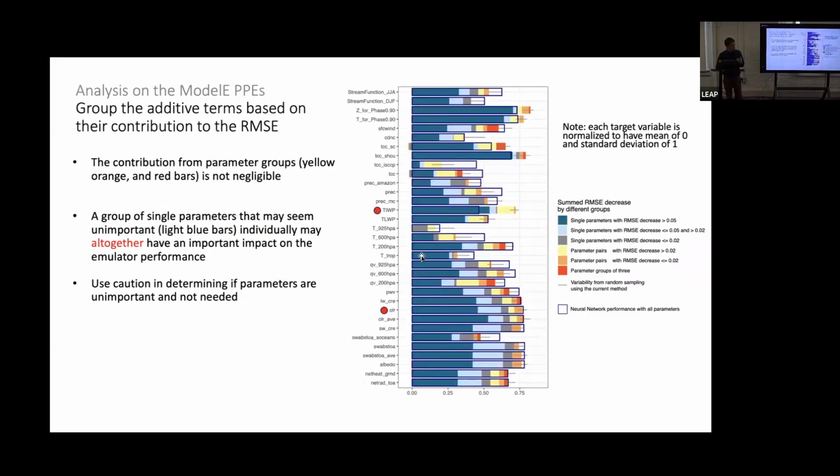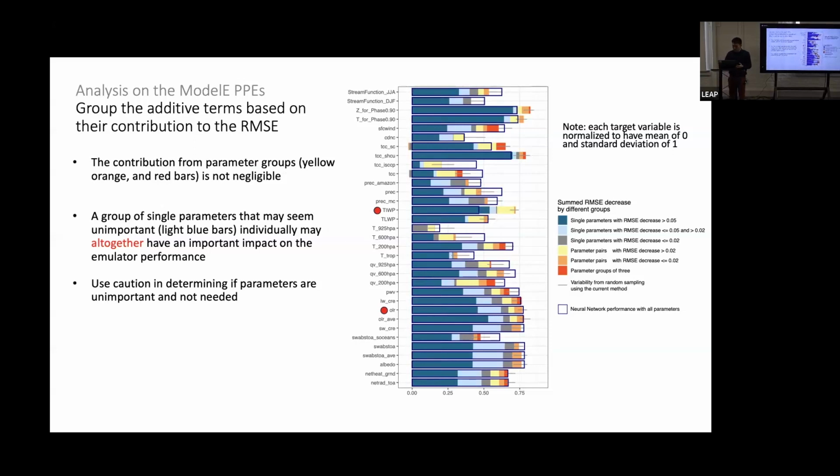and here are the results. Again, the y-axis are the variables, and the x-axis is how it's categorized. So again, to summarize, the contribution from parameter groups is not negligible. In this figure, these contributions are the lighter, brighter colored bars, the yellow, orange, and red. And also we note that a group of single parameters that may seem unimportant, these are the light blue bars here, may seem unimportant individually, but since our method is additive, altogether they could have a very non-negligible cumulative effect on the emulator performance.